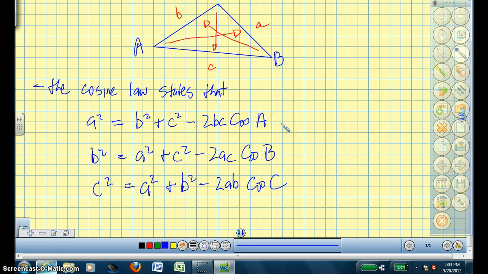So the cosine law states that a squared equals b squared plus c squared minus 2 times bc times the cos of A. B squared is equal to a squared plus c squared minus 2 times ac times the cos of B. And finally, c squared is equal to a squared plus b squared minus 2 times ab times the cos of C.